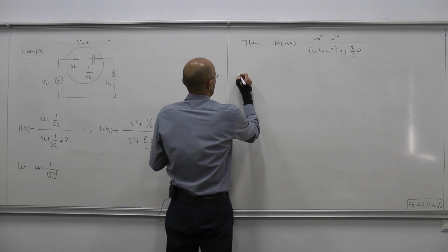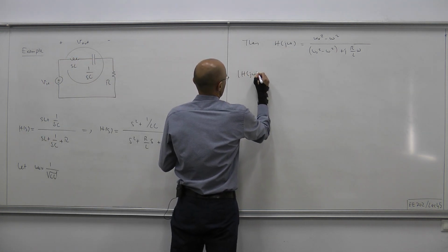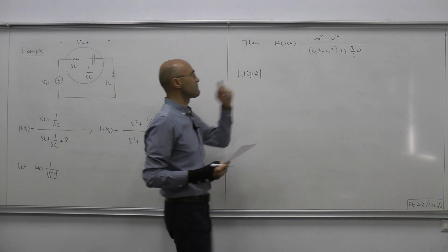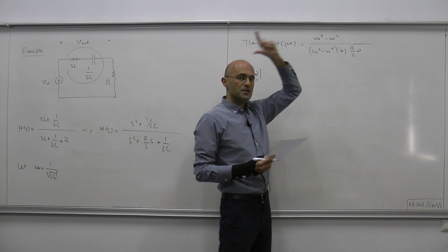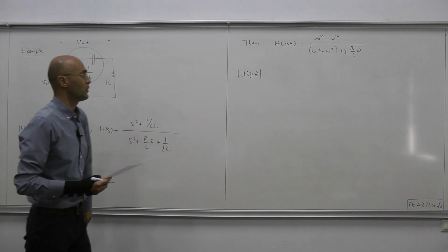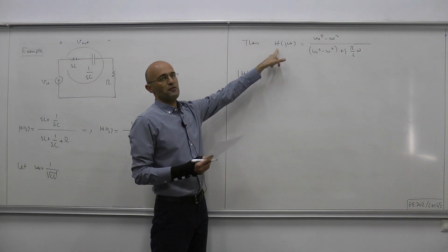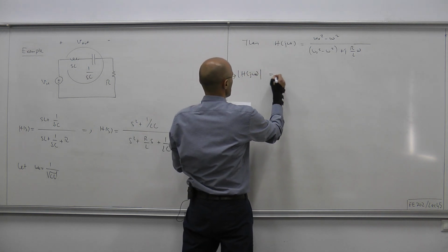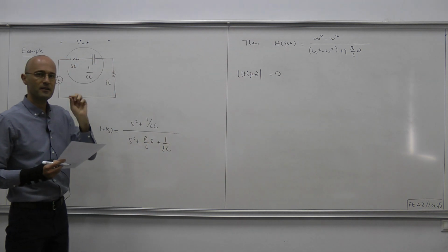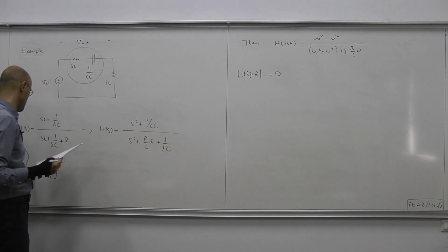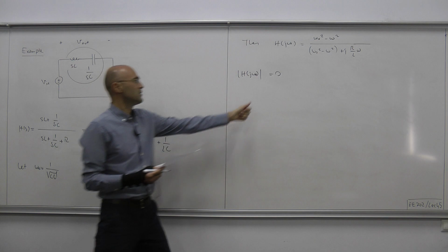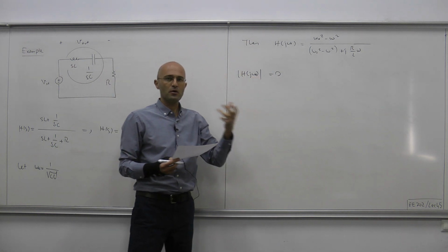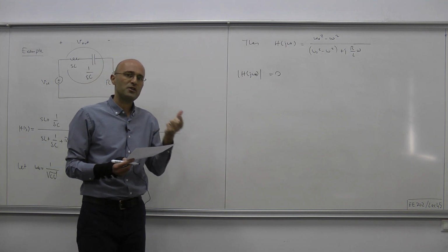At the frequency omega equals omega 0, the numerator is 0, therefore the transfer function is 0, and therefore its gain is also 0. So H of omega 0 equals 0. At the frequency omega equals omega 0, the gain is 0. That means for frequencies close to omega 0, the gain is quite small.